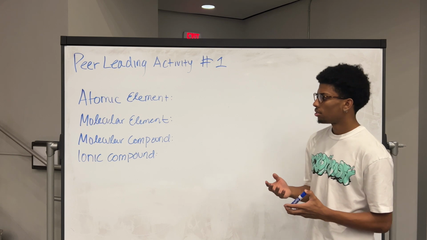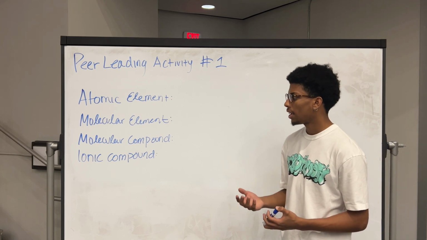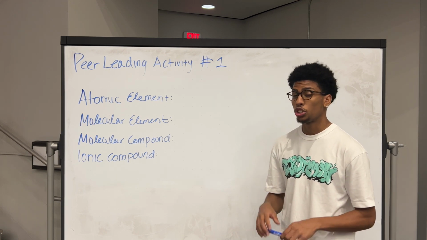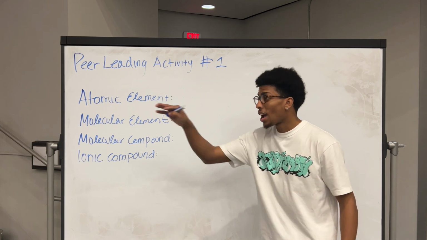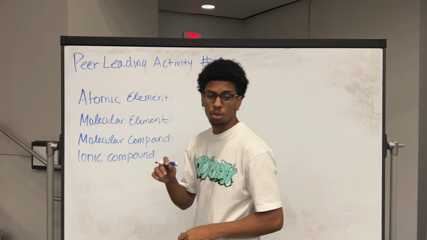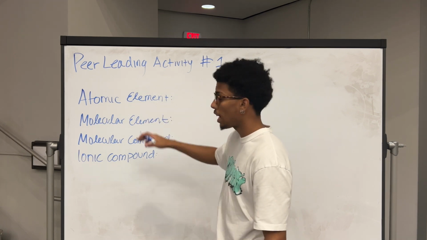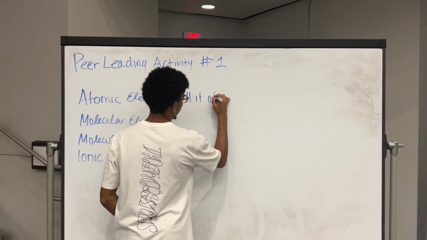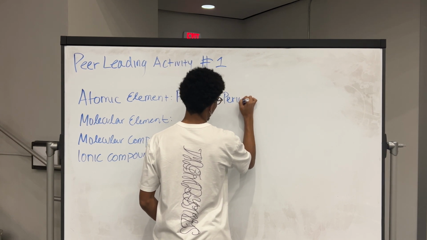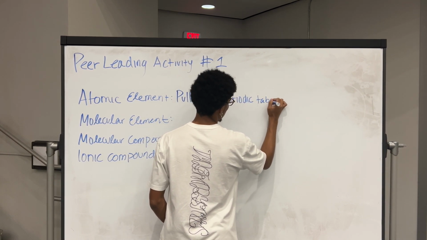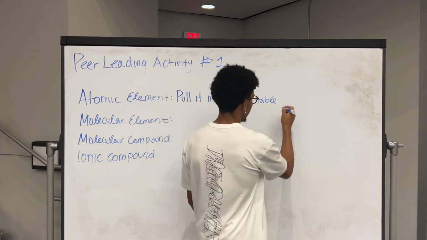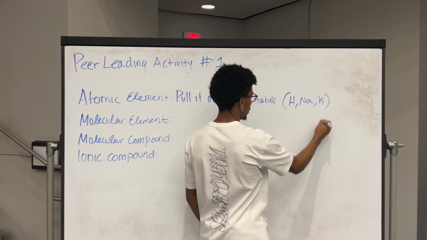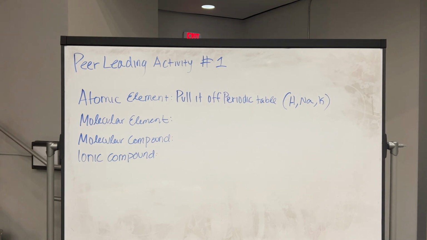Now let's talk about molecular and ionic and atomic. The word atomic element is the easiest one to identify because this is just straight off the periodic table. You're pulling it directly off the periodic table. So don't get confused. Atomic element, pull it straight off the periodic table. Okay, so this would be just something like hydrogen, sodium, potassium. These are all atomic elements.